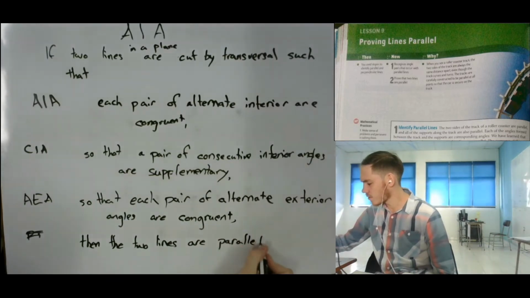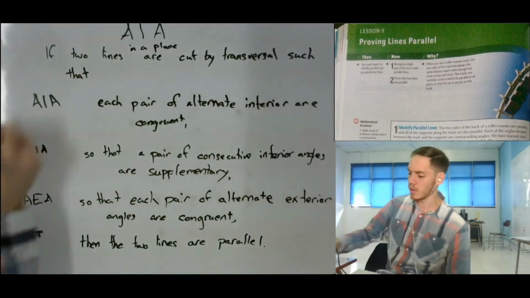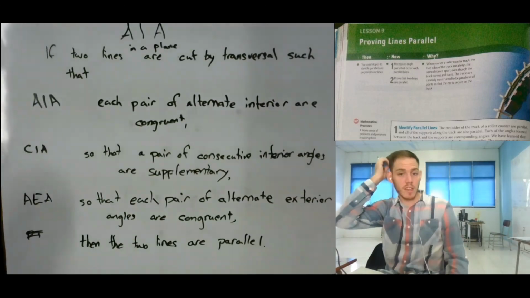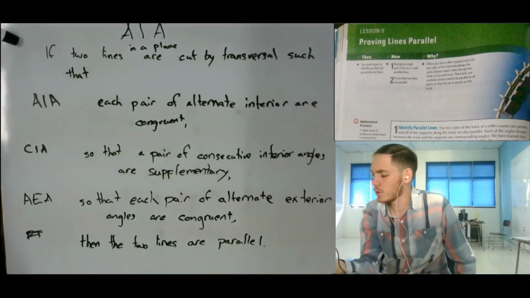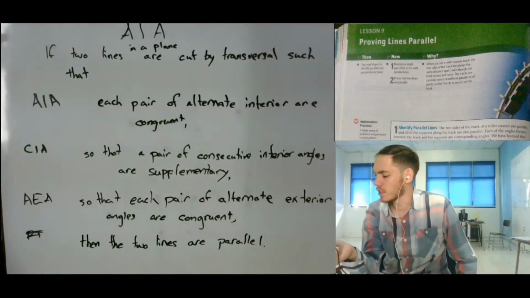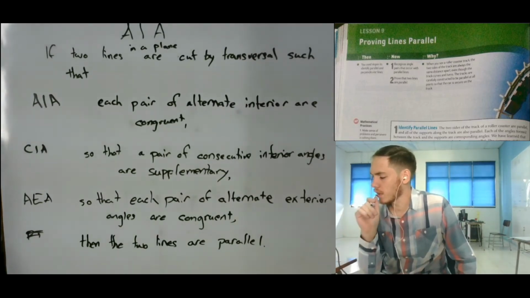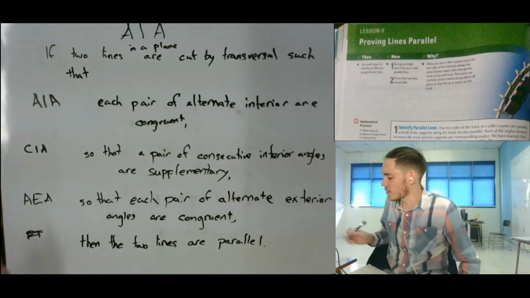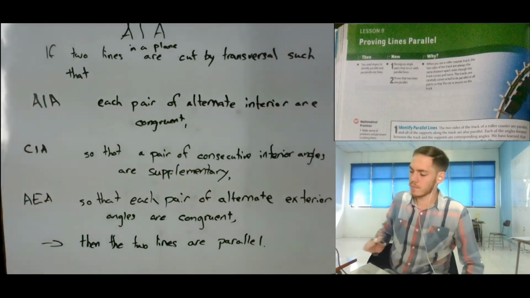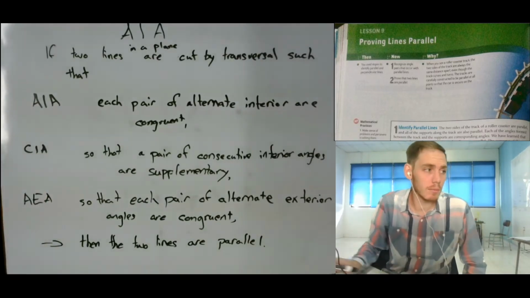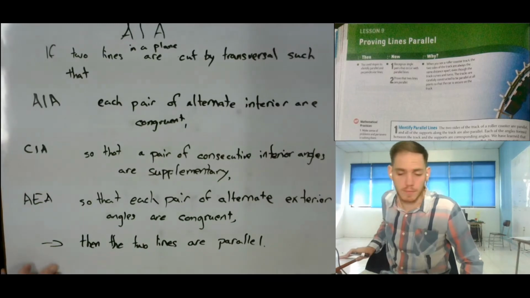So this is the converse of the theorem before, but all of these are true too, so that makes it a biconditional statement. That is to say, if two lines in a plane are cut by a transversal such that each pair of alternate interior angles are congruent, then the two lines are parallel. Okay, so this is our conclusion. Each of these, or any, proves that two lines are parallel.